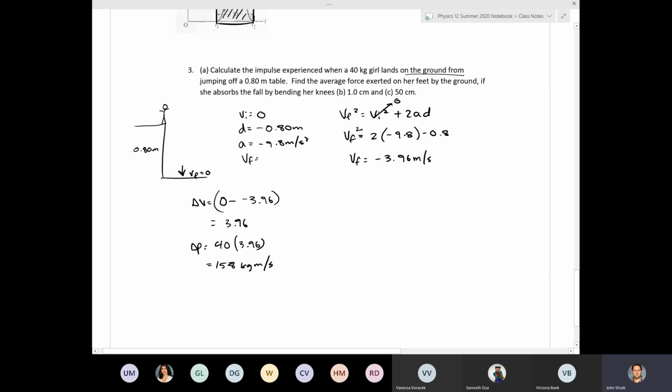Okay, so that's how we get her impulse when she lands on the ground. So we have her initial velocity right before the ground. When she lands on the ground, it's going to stop. So her VF is 0. We get our delta V. We multiply that by our mass to get momentum.